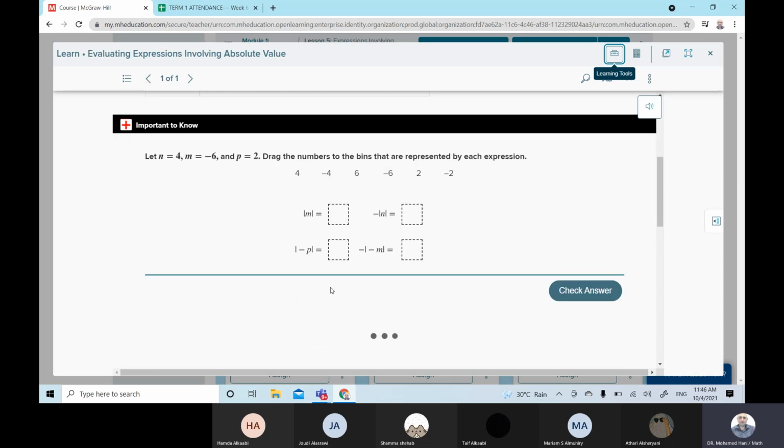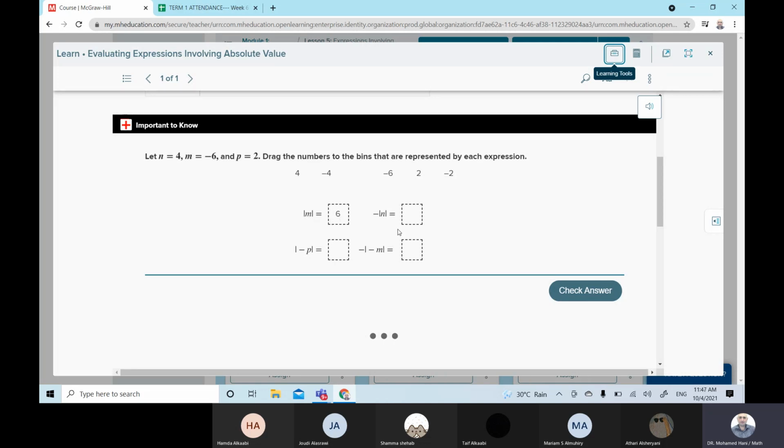For example, suppose we have here the value of n equal 4, the value of m equal minus 6, and the value of p equal 2. What's the meaning of the absolute value of m? m, as you see here, will be negative, minus 6. So when you have a negative, the absolute value means take the opposite of the number. What is the opposite of minus 6? Will be 6. So the absolute value of m will be 6.